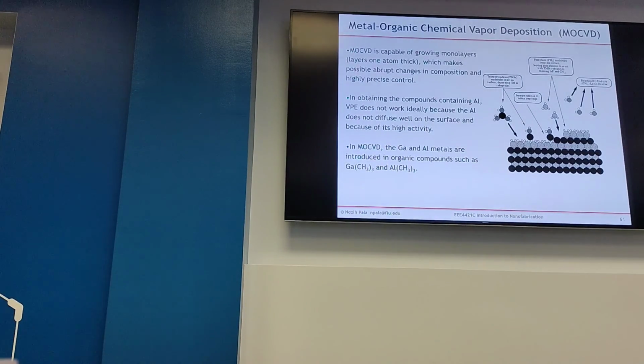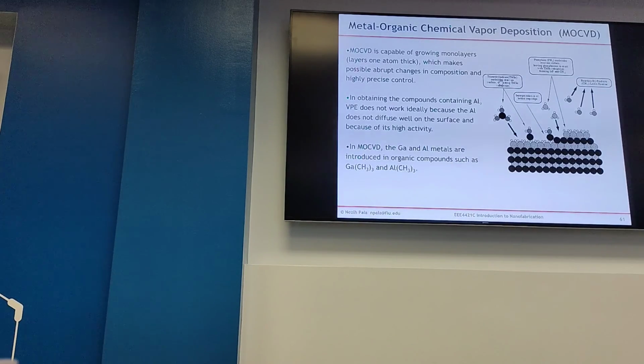Metal organic because the metal atoms like gallium and aluminum are carried by organic molecules like CH3, methyl groups. If you remember, the ALD, the atomic layer deposition, is very similar to that, but here it's not a self-limiting process, so you have to control the thickness by the flow rate. So it's a chemical reaction, obviously. We should differentiate it from the physical deposition methods.